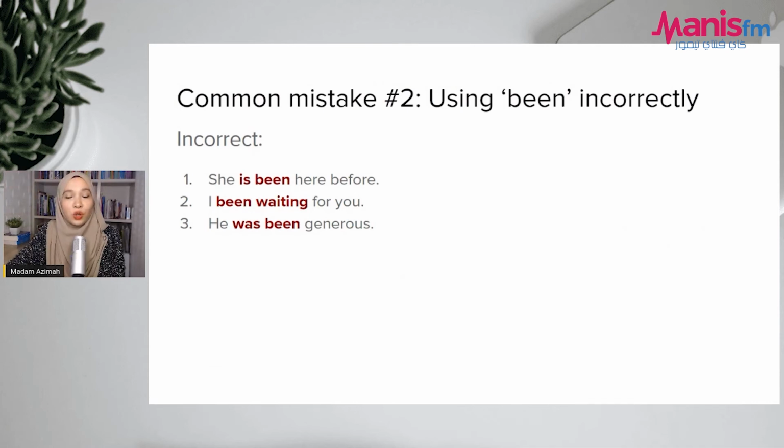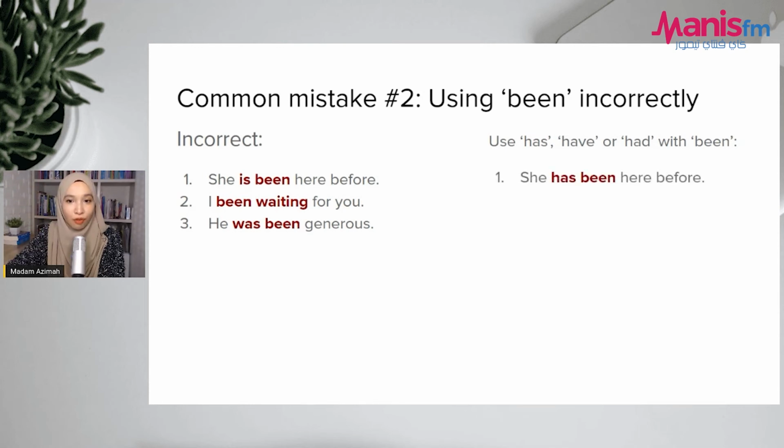Common mistake number 2, using been incorrectly. So this is the incorrect way of using been. Number 1, she is been here before. You should actually use has, have, or had with been, not is. So it should be she has been here before, not she is been here before. So with been, you have to use has or have or had, depending on the tense, depending on the subject.